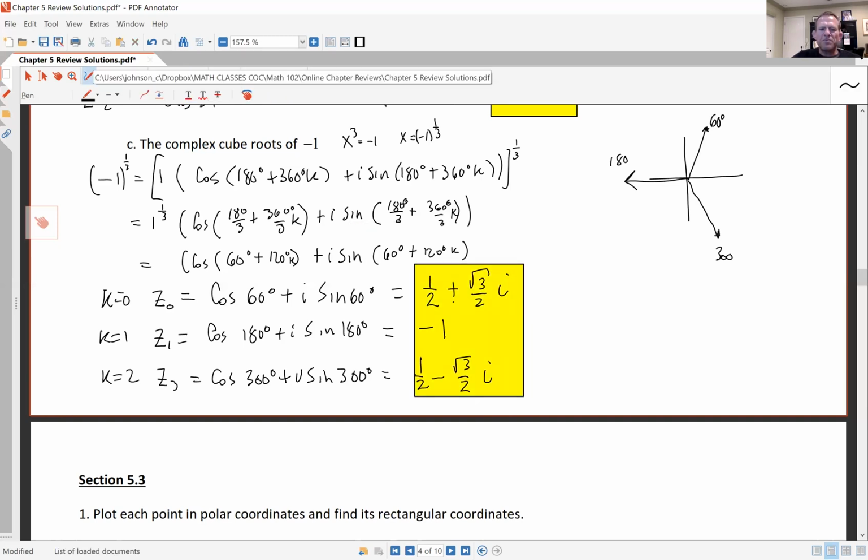So another interesting problem would be all the complex cube roots of 1 instead of -1. The cube roots of 1 are the picture rotated this way. And so they're pretty much the same numbers, just with different signs. All right, so this concludes the video for section 5.2, part 2, the roots and De Moivre's theorem with complex numbers.